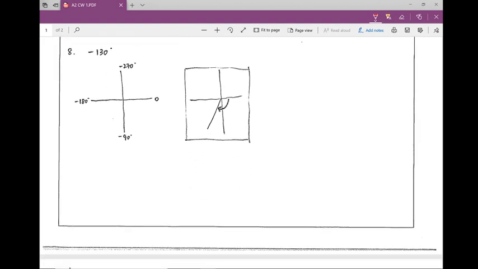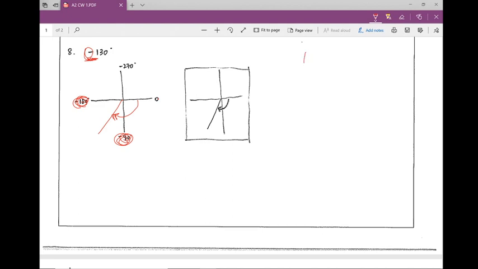Number 8, it says sketch each angle in standard position. So this is negative, so we're going to go backwards, and we're going to go 130 degrees. So 0 degrees, negative 90 degrees, negative 180 degrees, so it must be between these two angles, so roughly here. I do have to indicate the direction, or else I won't know that it's negative.